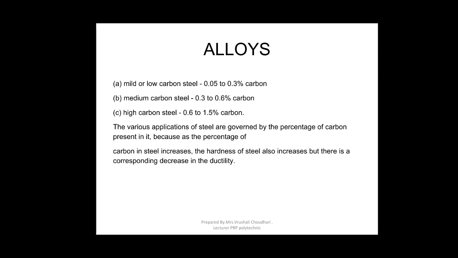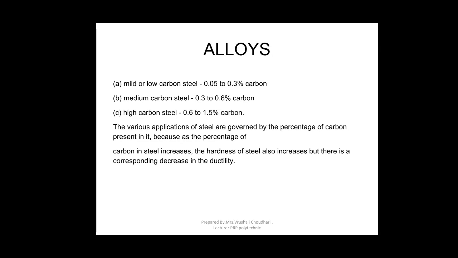There are three types of steel we are going to learn. That is mild steel or low carbon steel, which has 0.05 to 0.3% of carbon. Medium carbon steel, 0.3 to 0.6% of carbon. High carbon steel, 0.6 to 1.5% of carbon.